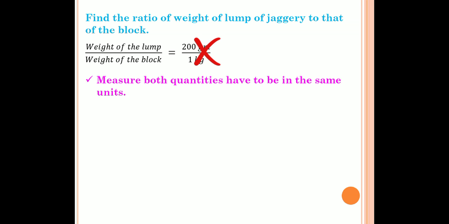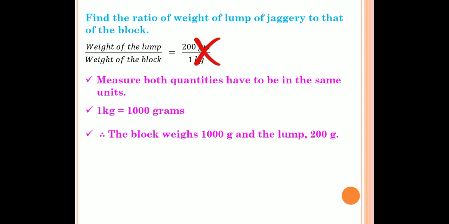Both quantities have to be measured in the same unit. That is, if you are using grams in the numerator, there has to be grams in the denominator also. If you are using minutes in the numerator, there has to be minutes in the denominator also. Same way for liters. You can't have 1 liter and 1 milliliter, or 1 centimeter and 1 meter. The unit in the numerator, the same unit has to be in the denominator also. One standard unit has to be used for both.